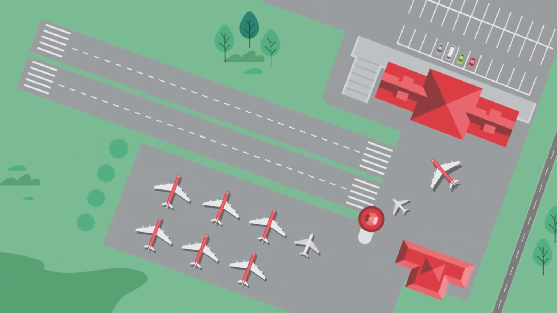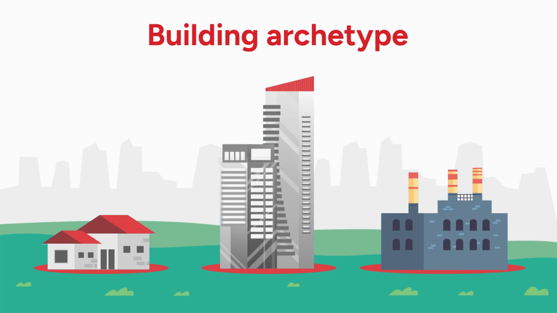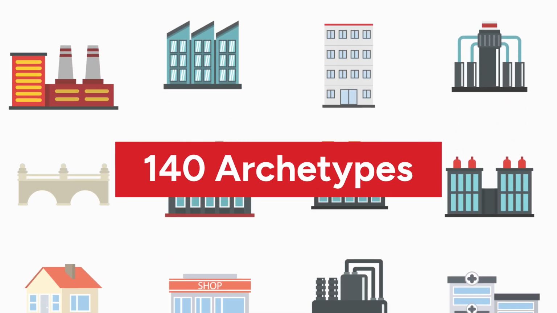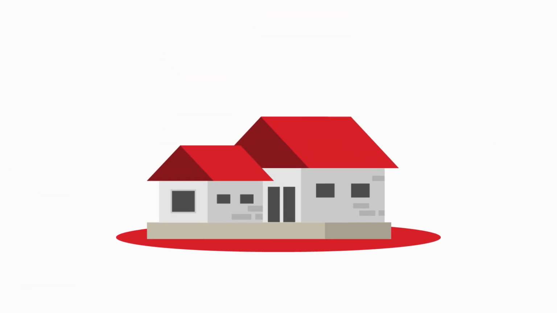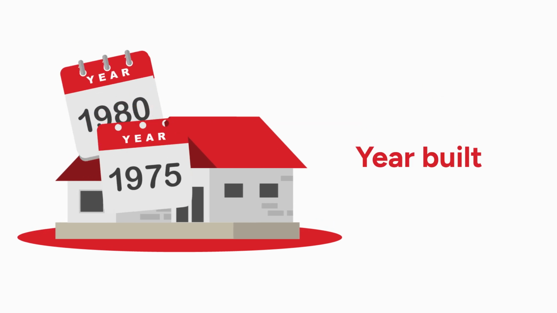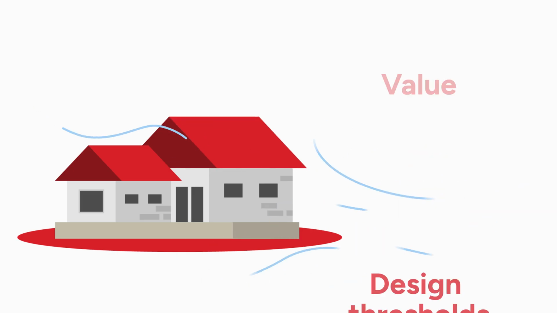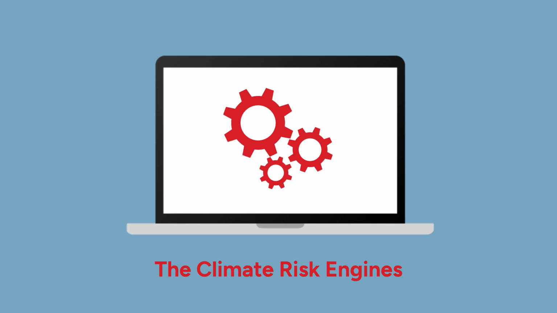First, XDI builds a synthetic or digital version of the asset to be assessed, called a building archetype. Think of it as a detailed model of a real asset, inclusive of all the elements a real asset would have. To make it easier, XDI has 140 ready-made archetypes, from houses and offices to water pumps and wind turbines. The archetype is then refined by adding any additional specifications known about the real asset, such as year built, height above ground, design thresholds, value, and location. All of this information is entered into the climate risk engines.